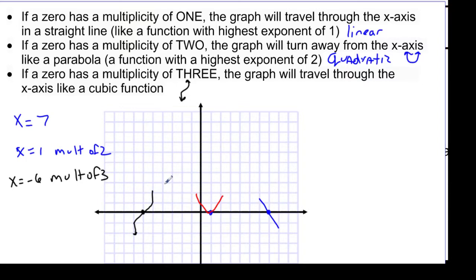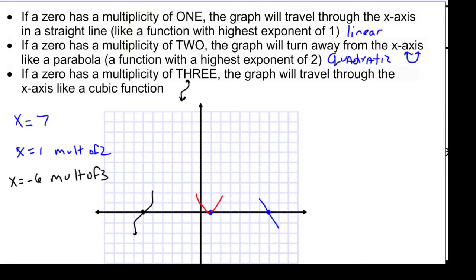Obviously, we also have to think about things like end behavior and coefficients, which might flip any of these, but this is the basic idea. This is what a multiplicity 3 looks like. This is what a multiplicity 2 looks like. Multiplicity 1. Anything higher than this is going to act like one of these, but maybe a little flatter or a little sharper, depending on what the exponent is.